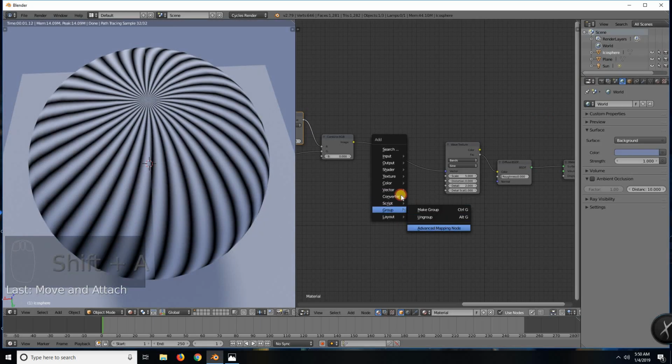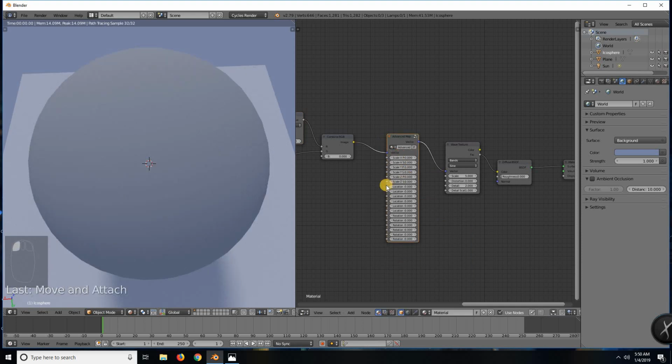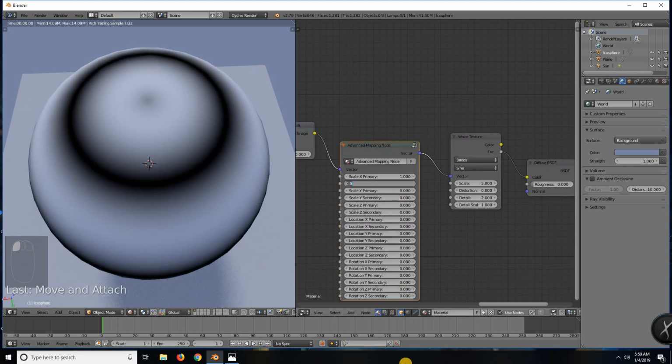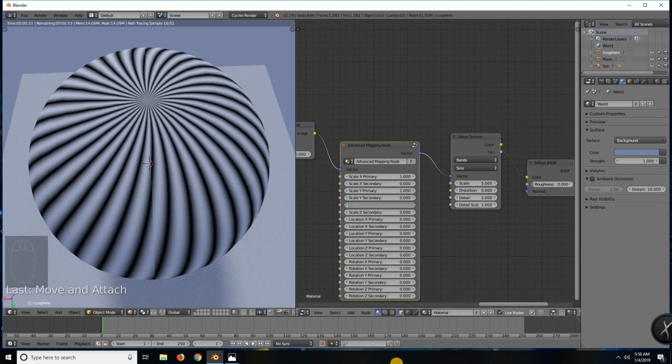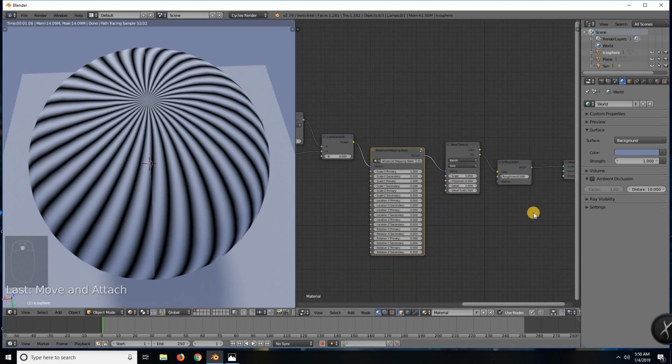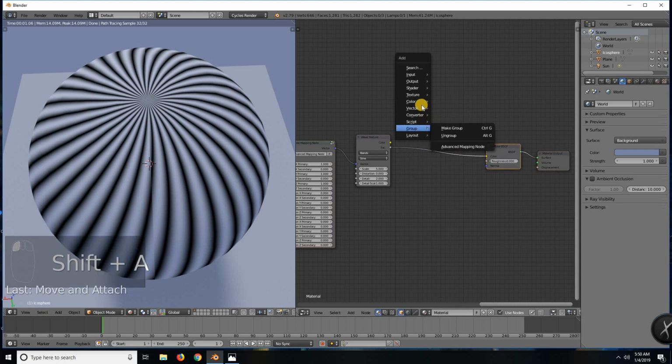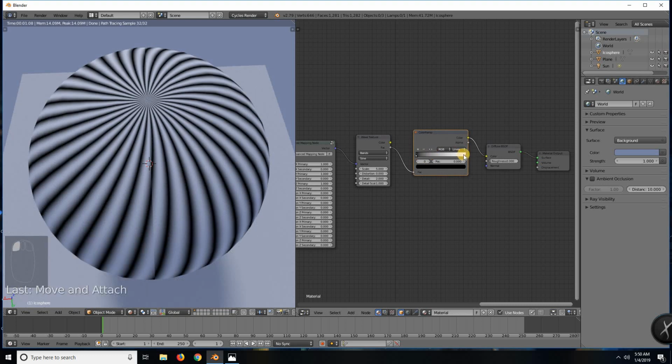So, group, advanced mapping node. If you've gone through my tutorial for the advanced mapping node, then it'll actually be quite simple to start to achieve the blood vessel appearance. Simply drag this out real quick, drag this out. Let's throw ourselves a color ramp in here to tighten that pattern up a little bit.